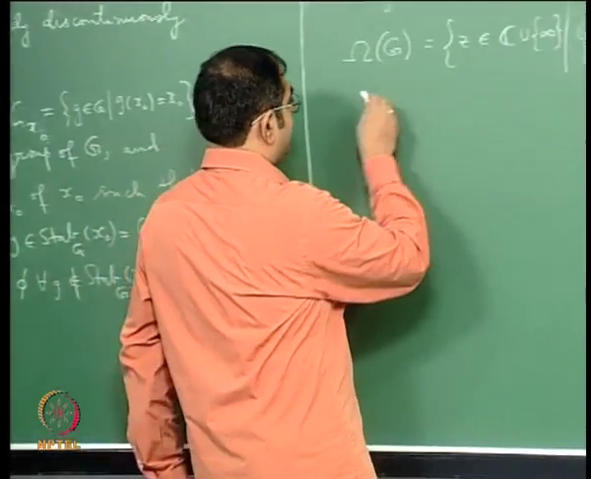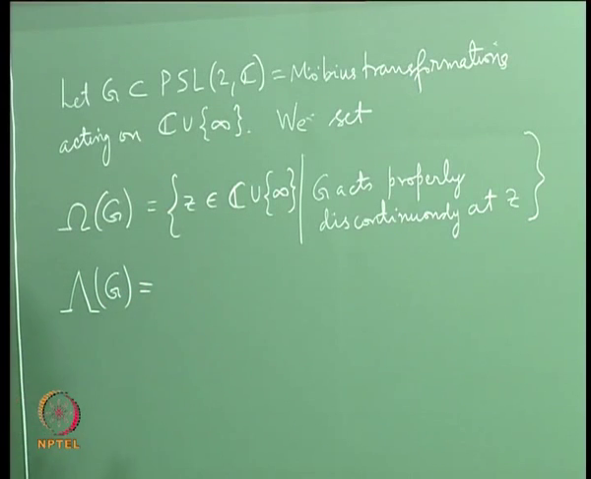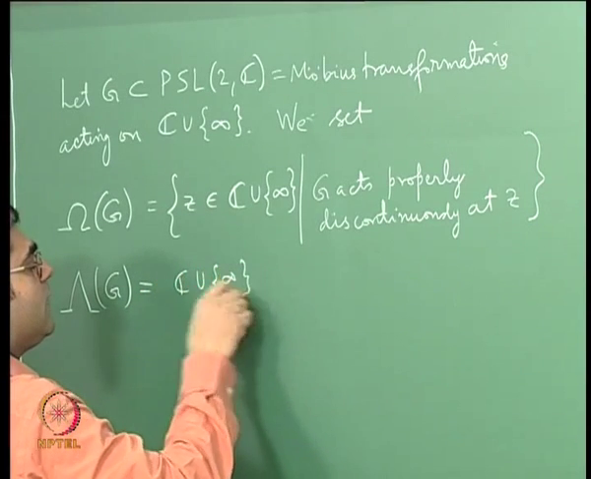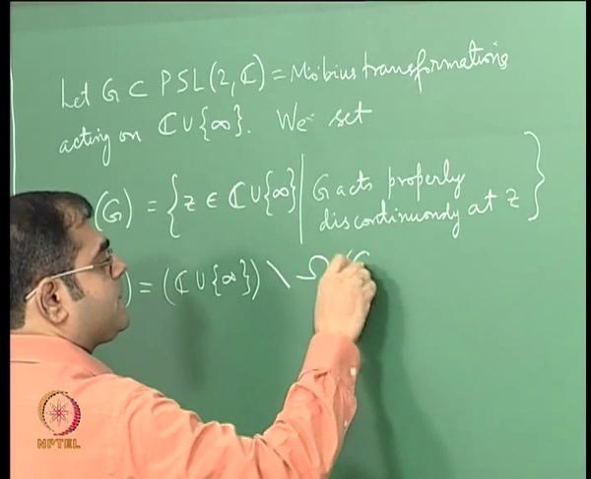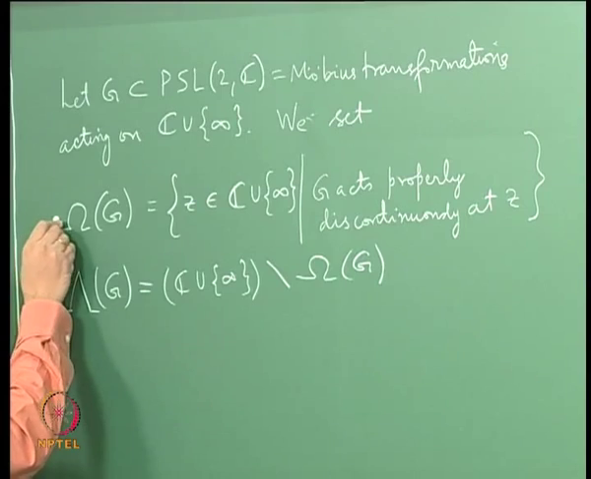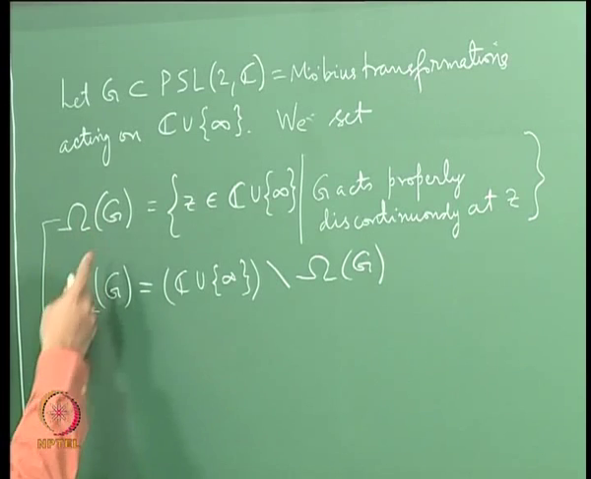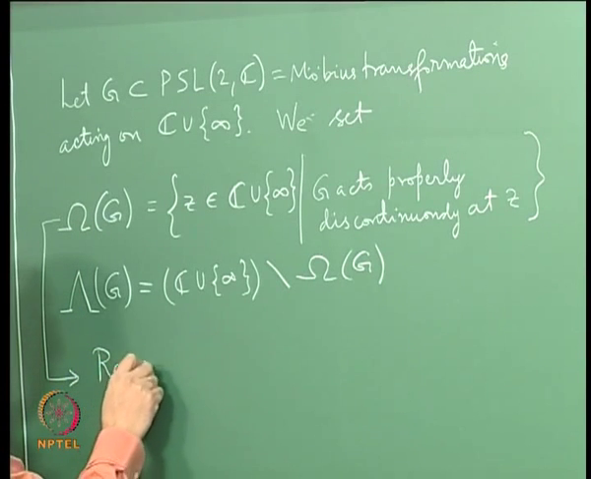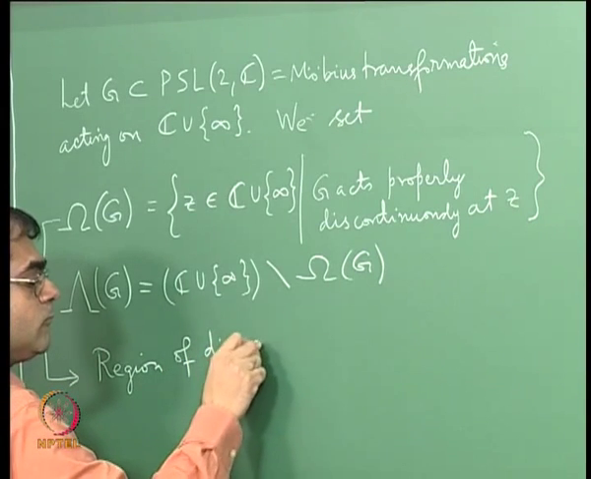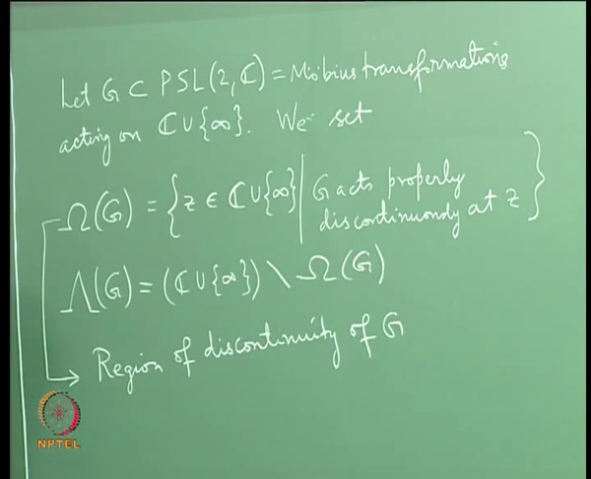Let me put lambda of G to be the complement. So this is the set of points where the group does not act properly discontinuously. So it is just C union infinity, from which I take away the set of points where the group acts properly discontinuously. There are obvious names for this. The set of points where G acts properly discontinuously is called the region of discontinuity of G.